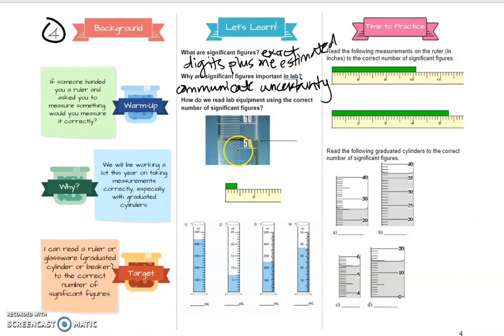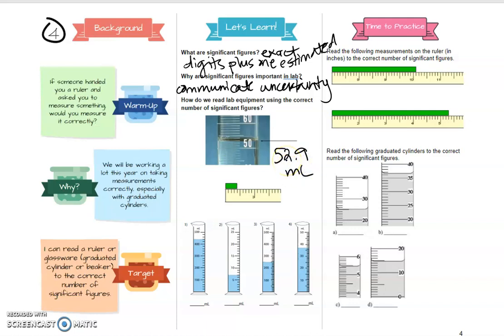Let's say you think, I think it's a little lower. I think it's 52.7. Great. That's where that estimated digit is going to be a little different between you and me, or you and your partner next to you, because you might see it a little differently than others. And that's what you're telling someone with the significant figures of your reading, that you estimated that last digit. So I'm going to put 52.9 here.